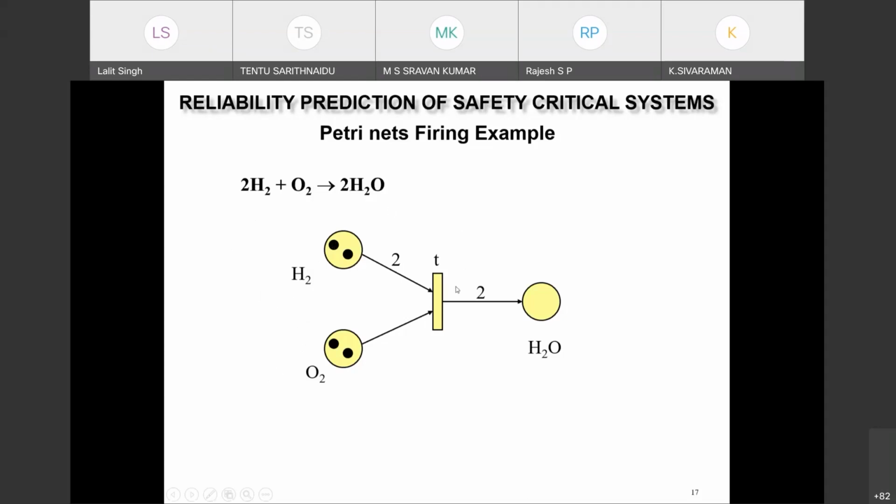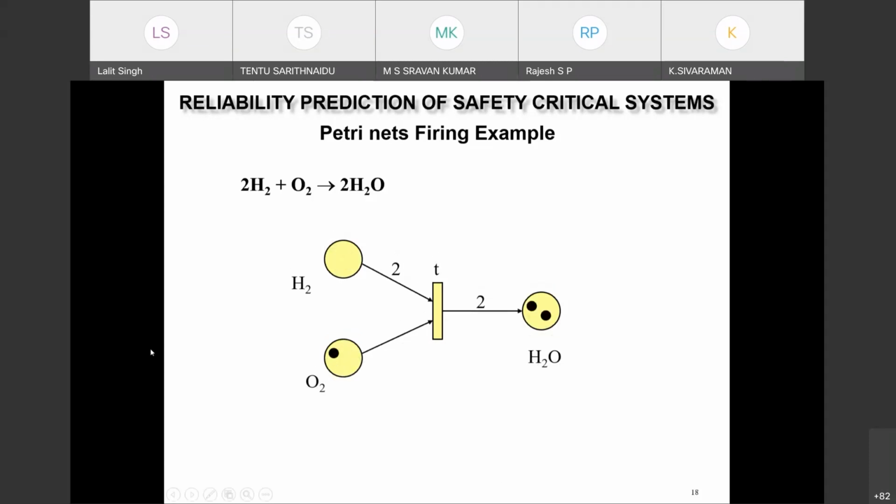But how many will be deposited in the output place? That also depends on the weight of the output arc. And here the weight of the output arc is 2. So only 2 tokens will be deposited in the water place. So one noticeable fact that I can bring out is that there is no law of conservation of tokens. The movement of the tokens depends on the weight of the arc associated. For example, in this figure, 3 tokens have been moved out, but 2 tokens will be deposited. So the next state is 0, 1, 2, because the distribution of the tokens is now 0, 1, and 2, which represents the state of the system.